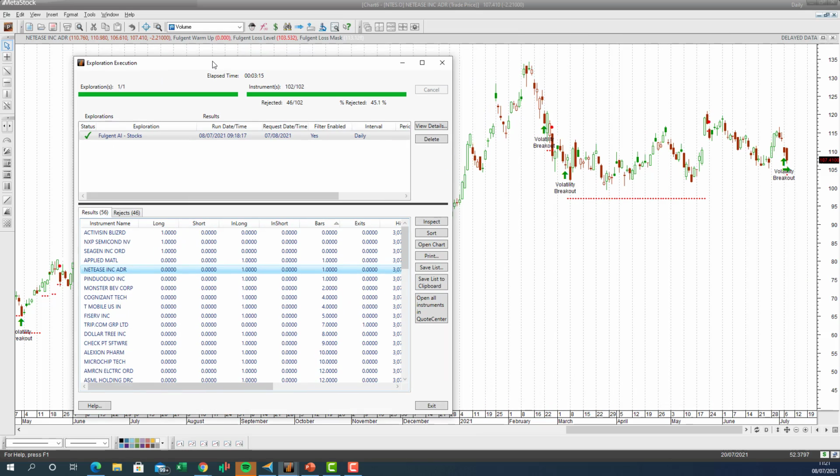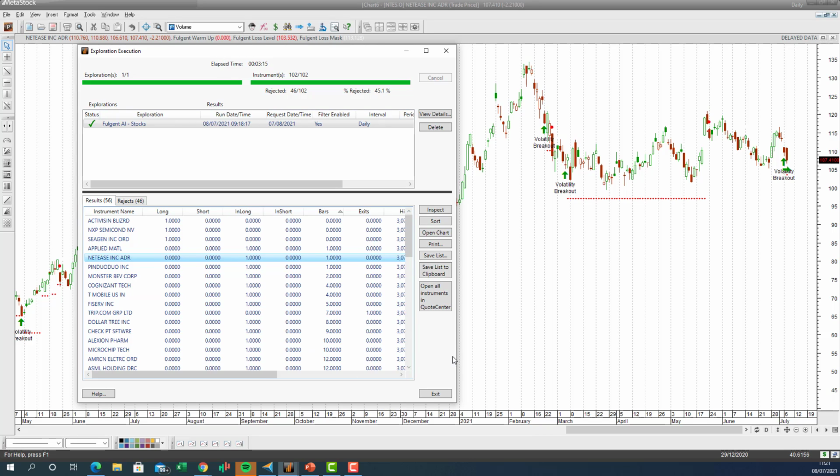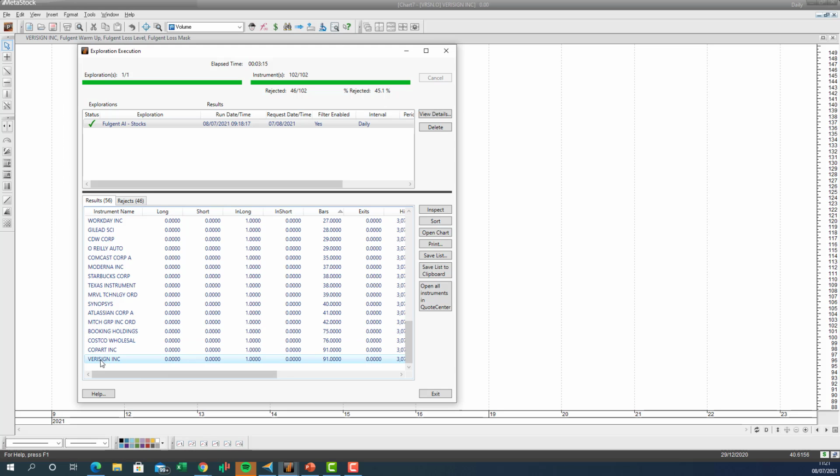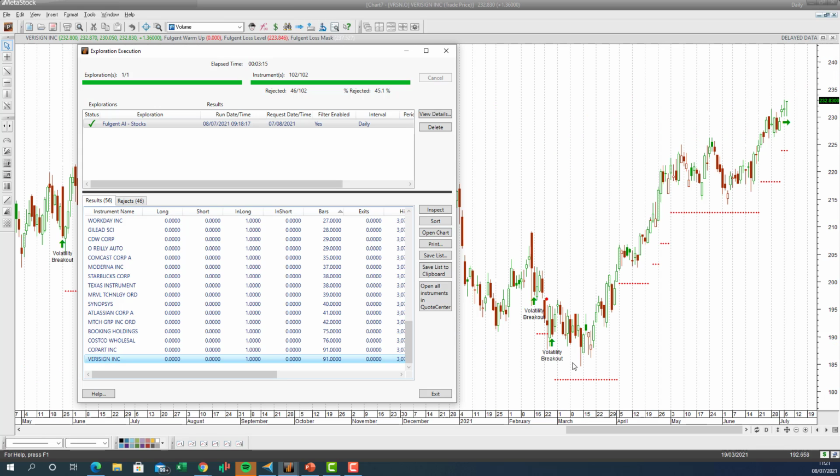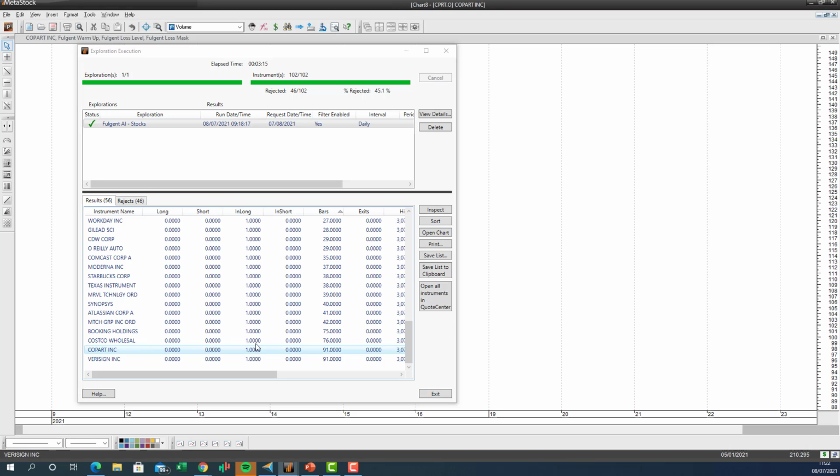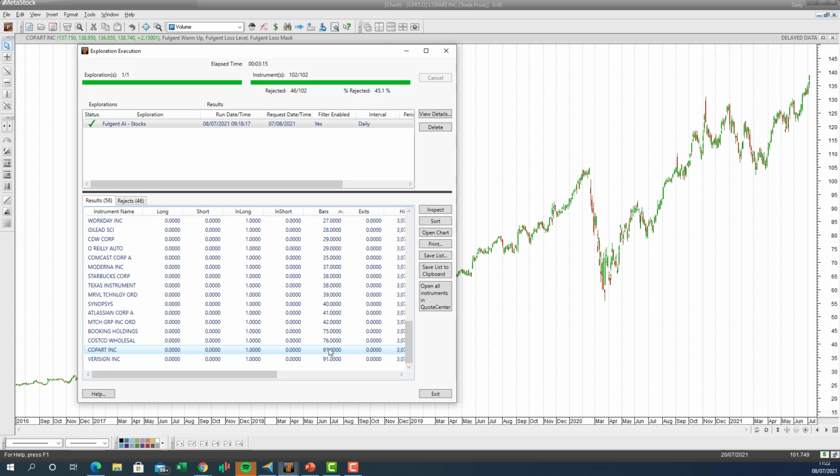So this is the list. That's how you scan for the Nasdaq 100 stocks. We first train the AI for the Nasdaq 100 shares, and then it's going to identify these. Let's look at some of the ones that are in a trade for a very long time. VeriSign has been in a trade for a long time. You can see a volatility breakout back in March around 190, 185, and still in a trade, and it's at 232. Copart, 91 days into a trade.